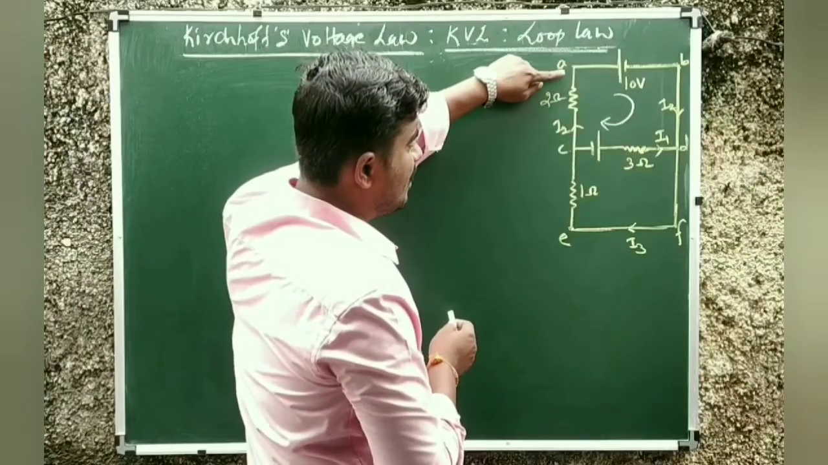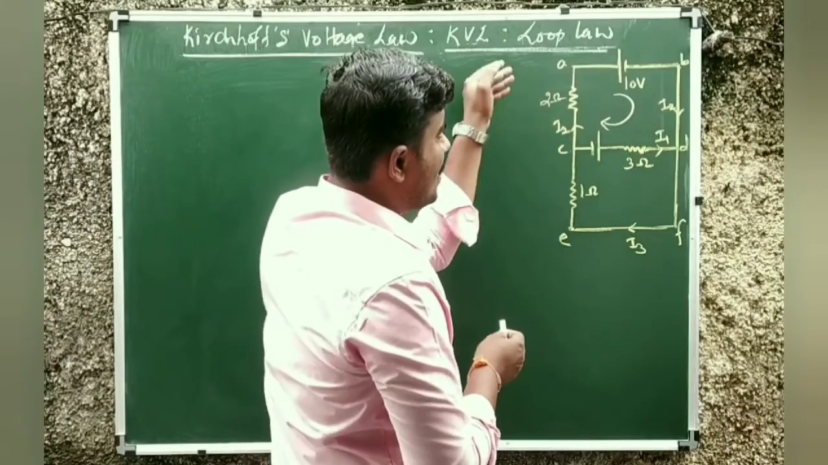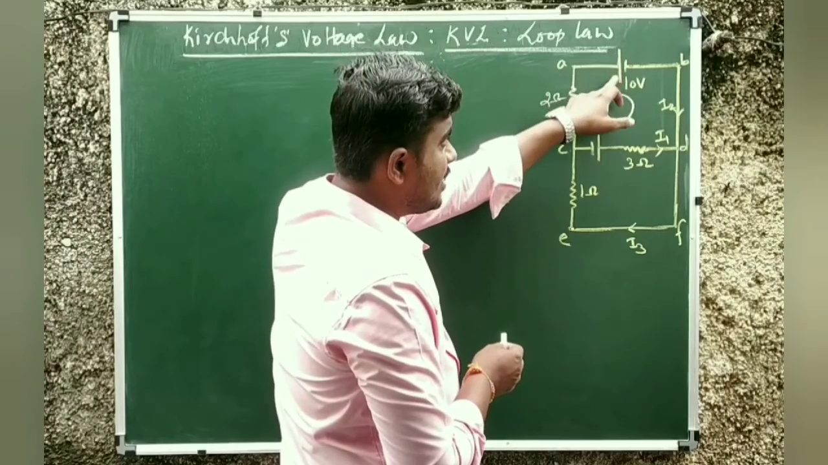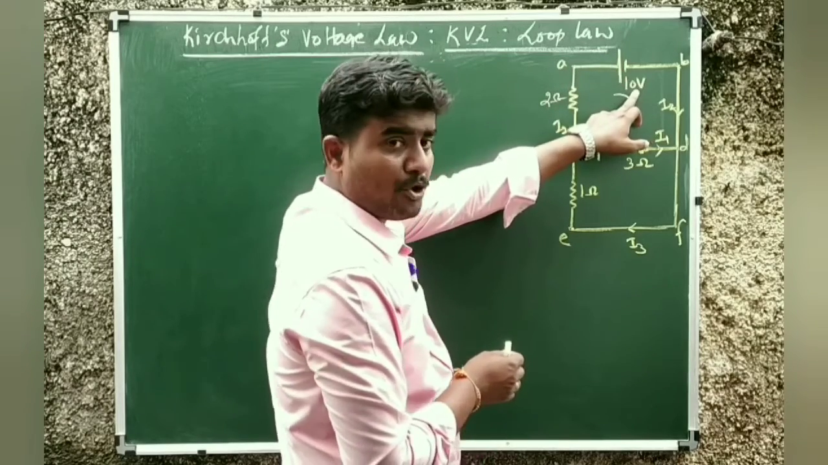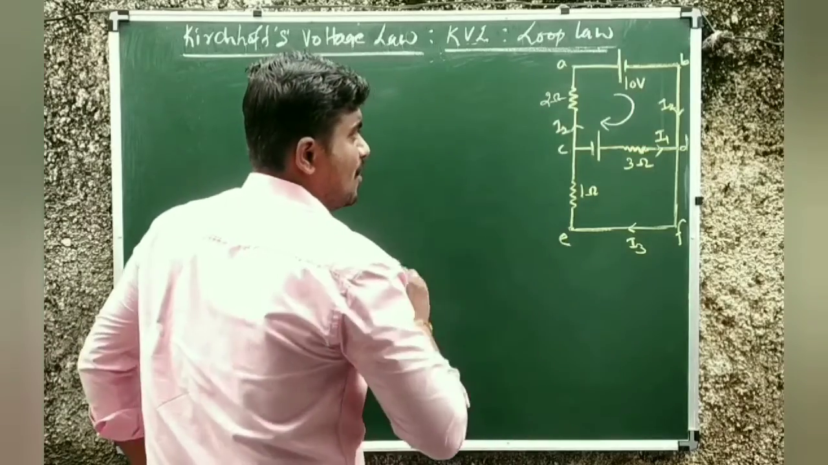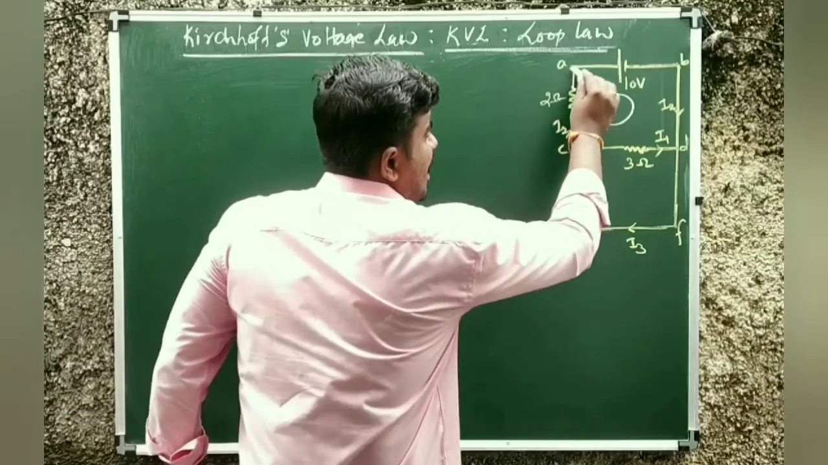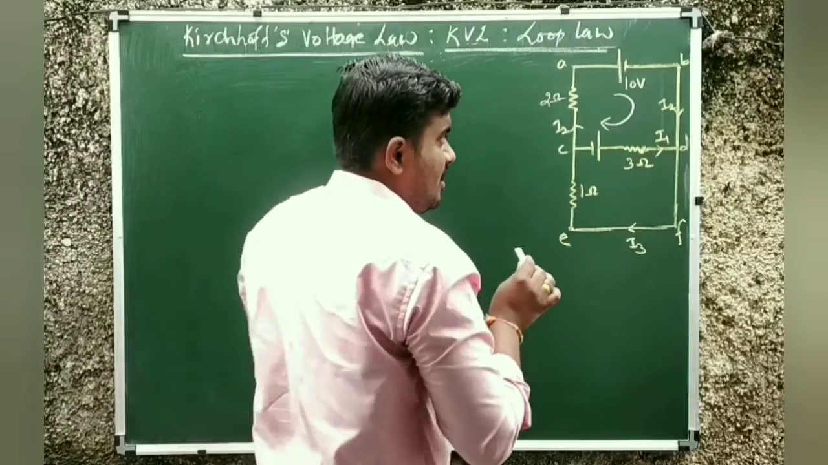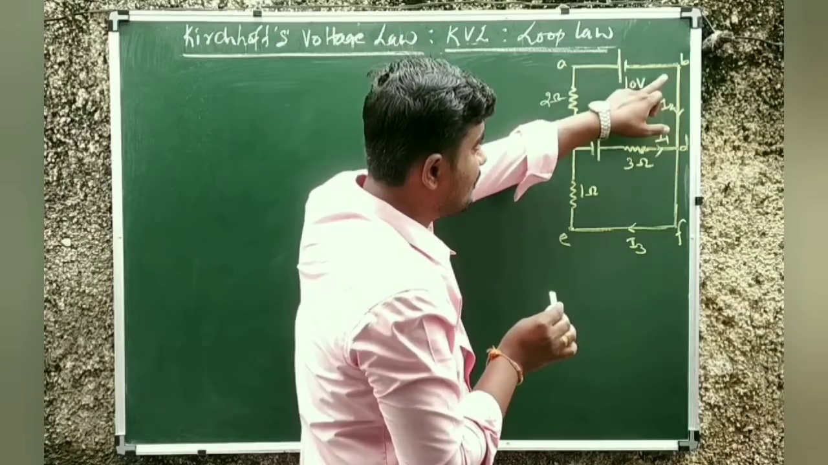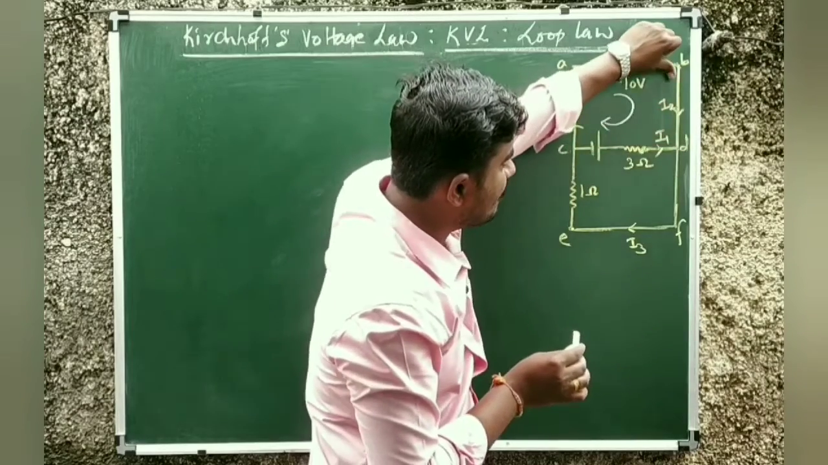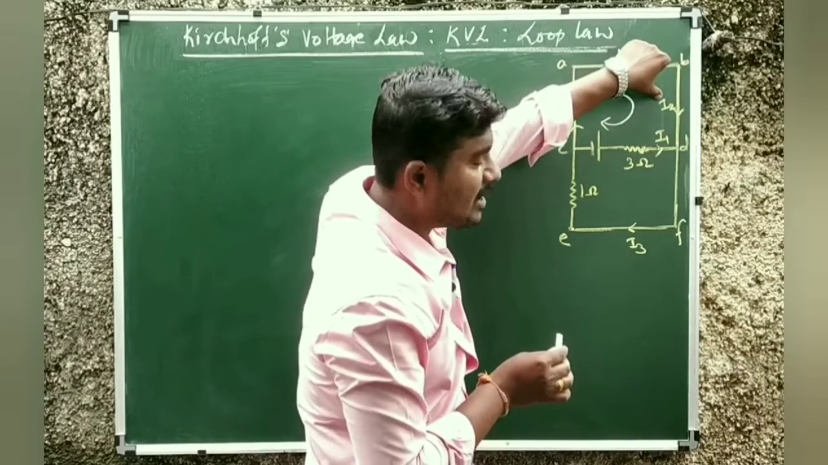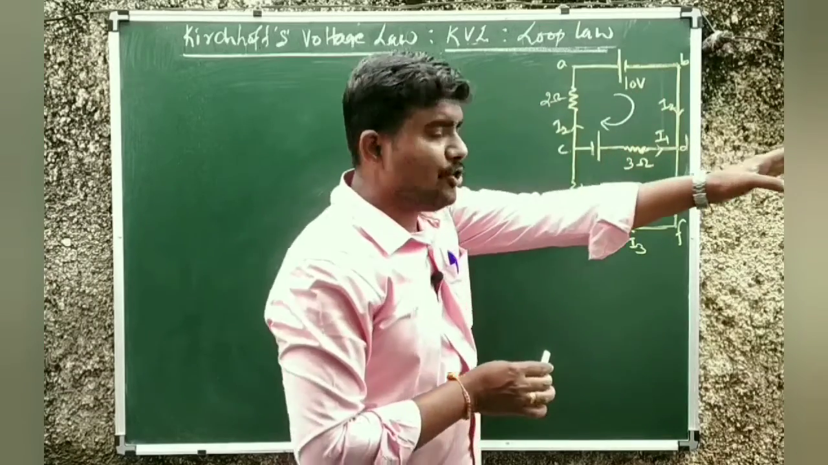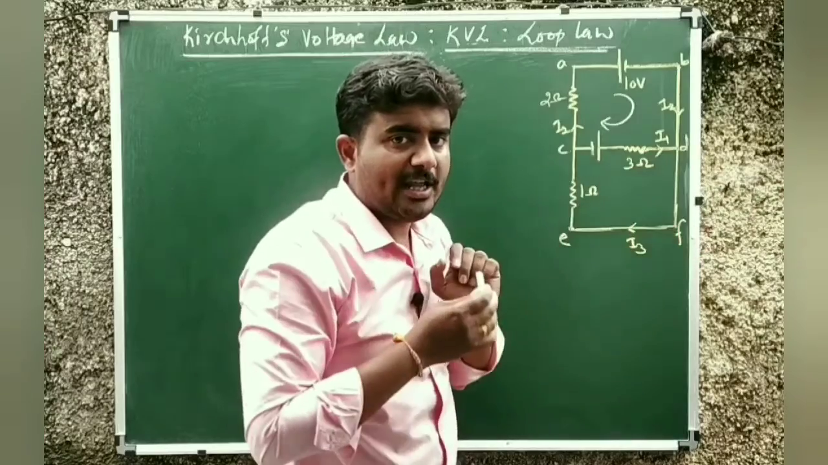See here, for example, you are traveling from A to B. While traveling, you find higher potential here. If you find higher potential, then consider that potential as positive. This is the first point. Second point, if you are going along with the current, take it as positive. From B to D, if you travel this way, you consider this current I2 as positive. Or if current is coming against you, coming in front of you, take it as negative.